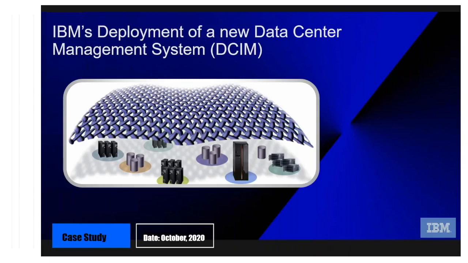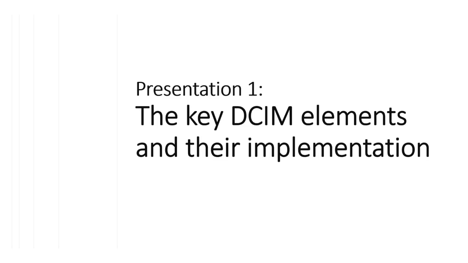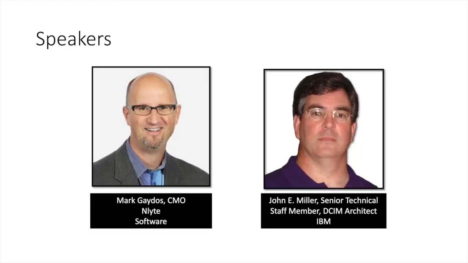And we're going to be talking today, fortunately, to a customer who's been with Enlight Software for more than 4 years. Today, we're going to be talking about IBM's deployment of Enlight Software, and we're going to be talking about the key DCIM elements at IBM and specifically about their implementation. Fortunately, today we have an IBM veteran, John Miller, who's senior technical staff member and DCIM architect at IBM. He's going to be talking about their deployment and some of the things they considered when doing their deployment and the things they've learned from implementing data center infrastructure management. John, why don't you take it away?